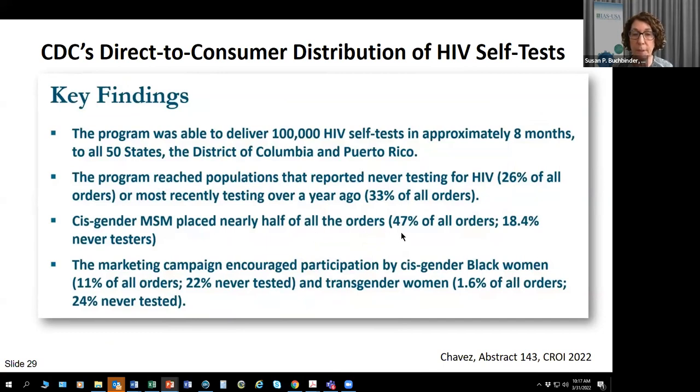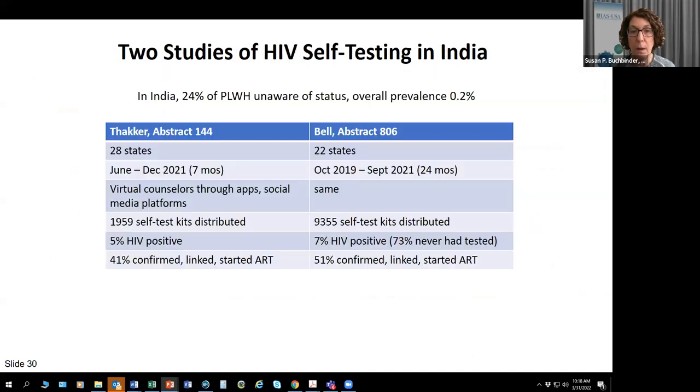Cisgender men who have sex with men placed nearly half of all of the orders, that was 47% of the orders, and 18% of them had never tested. That compares to the National HIV Behavioral Surveillance studies that suggest that about 5% of men who have sex with men have never tested. And the marketing campaign encouraged participation by cisgender Black women, who accounted for 11% of all orders, 22% of whom never tested, and transgender women, 1.6% of all orders, 24% of whom never tested. So it was a successful program. But we don't have data on linkage to care.